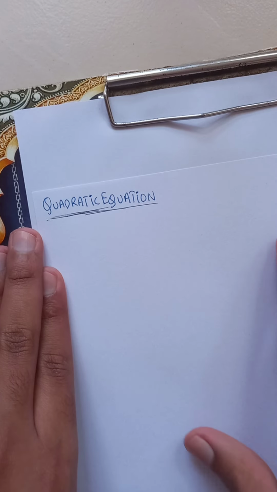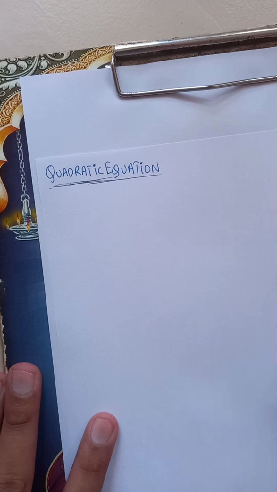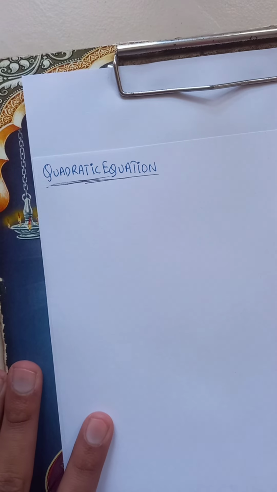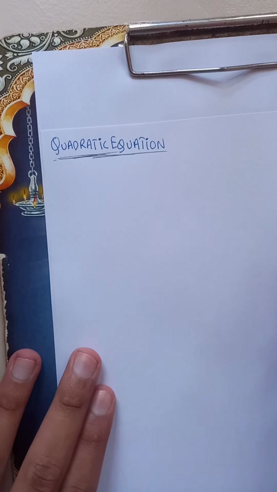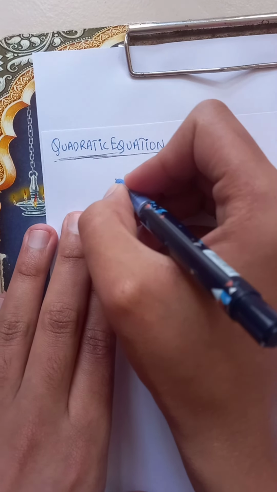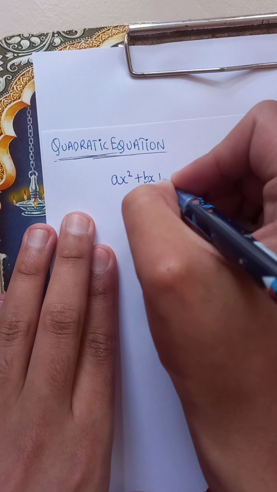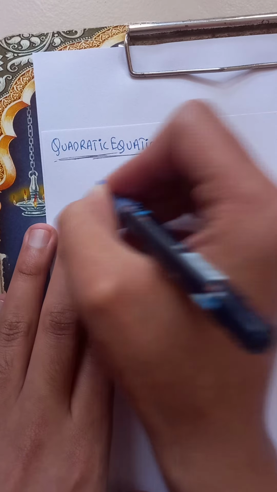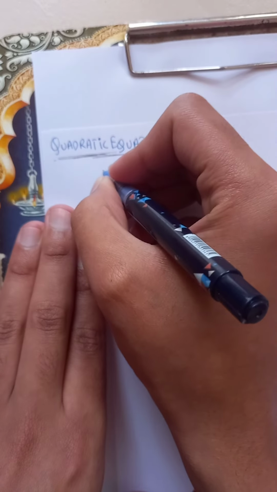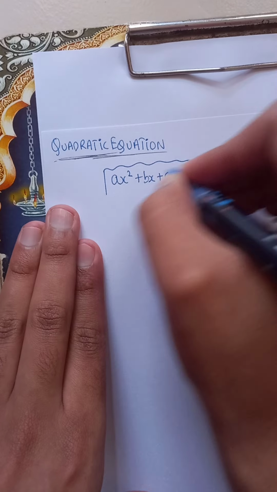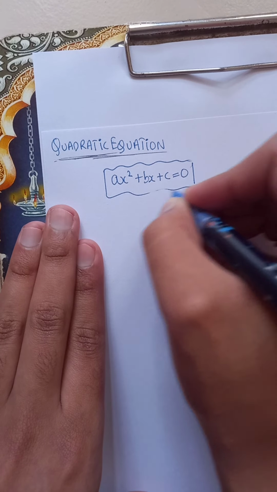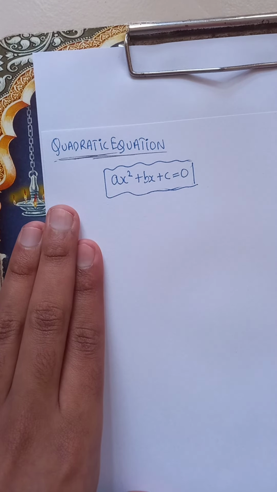Today's topic is quadratic equation. Okay, so basically, you all know what a quadratic equation is. You all studied it in 10th class, right? So how do you represent a quadratic equation? You represent it as ax square plus bx plus c equals 0. This is how you represent a quadratic equation, right?